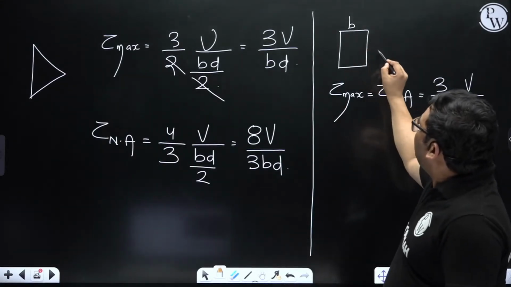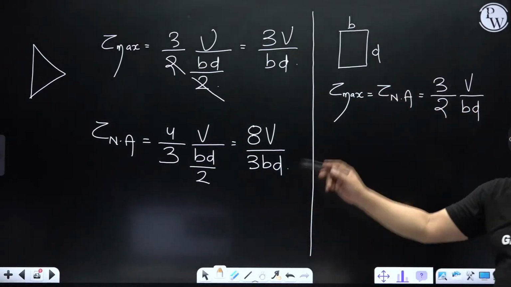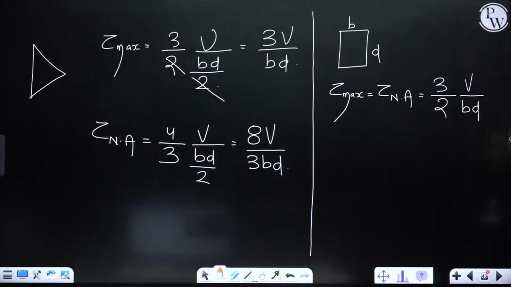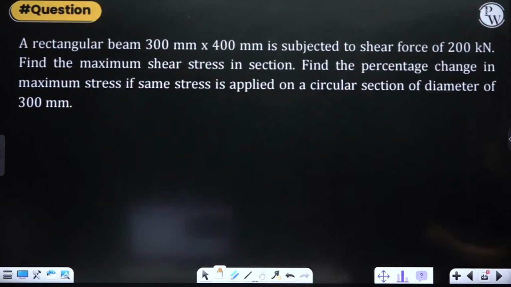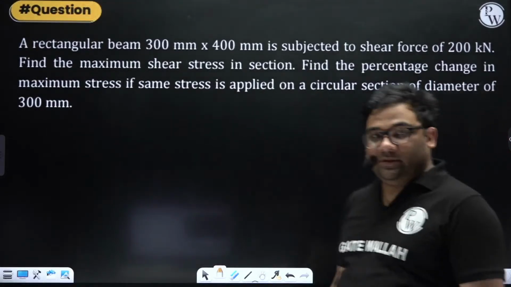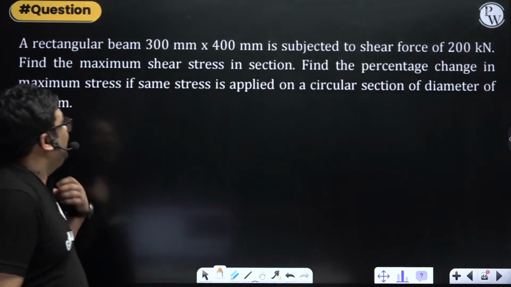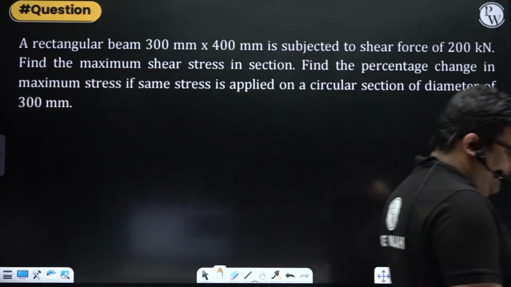Understood everyone? All these small things, the difference between a triangle, rectangle and a circle. They ask these three sections a lot, so we will focus on that only. So, questions time. This is how you revise fast, right?